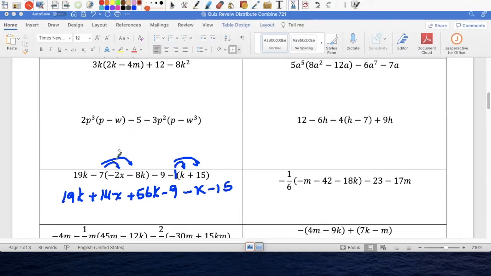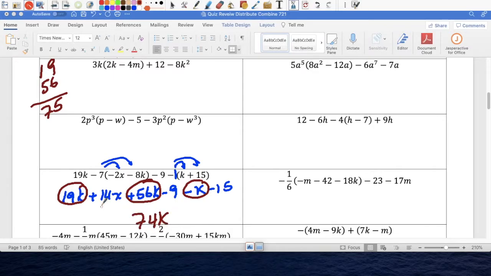Combine like terms. This guy, the 56k, and the minus k. So 19k, so I have 19 plus 56. They're both positive. That's going to be 75 minus the 1 here, so that's going to be 74k. Then it's going to be the 14x by itself. And then we're going to combine negative 9 and negative 15. It's going to give me negative 24.